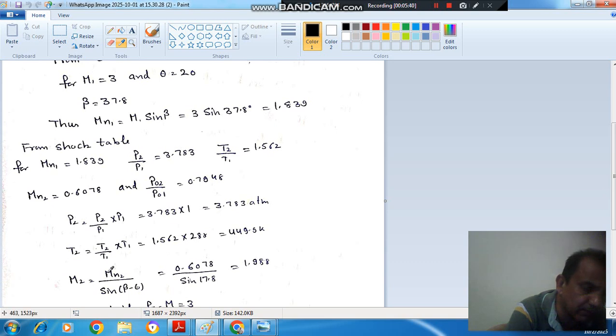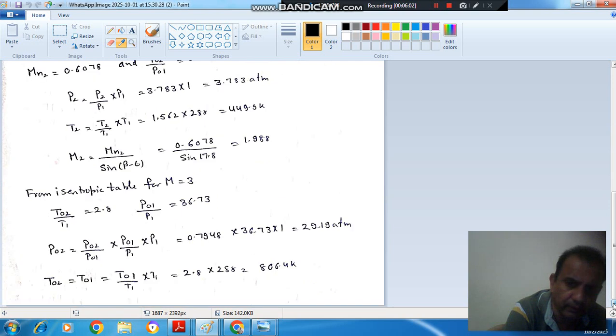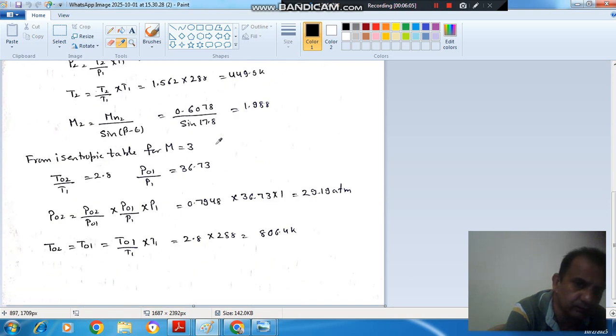This is normal Mach number downstream of the shock. This is the actual Mach number. If we divide Mn2 by sin of beta minus theta, that will give M2, and beta is your 37.8 and theta is your 20. So M2 will come out as 1.988.